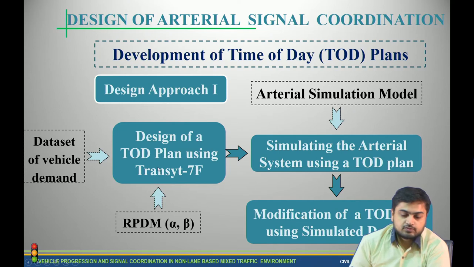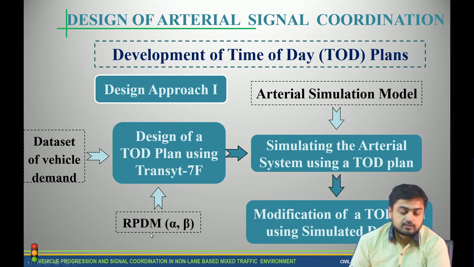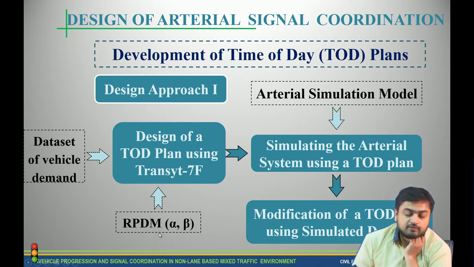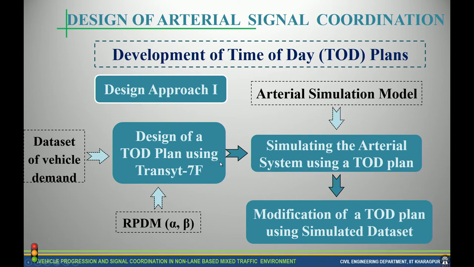Now, this is the flowchart of design approach 1. The data set of vehicle demand we put into Transyt 7F, and the alpha beta values from the Robertson model for various roadway and traffic scenarios we incorporate in Transyt 7F, which gives the initial solution. We apply this initial solution in the arterial simulation model, and later we modify the TOD plan using the simulated data set.